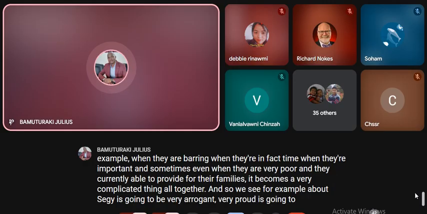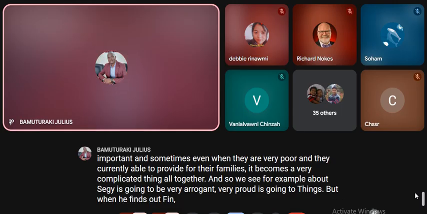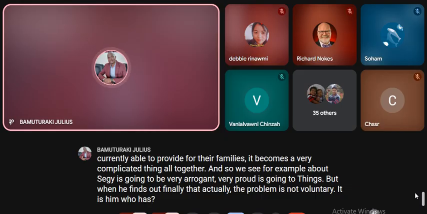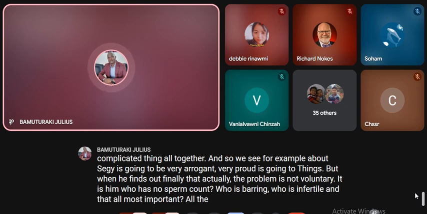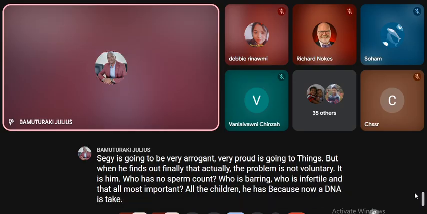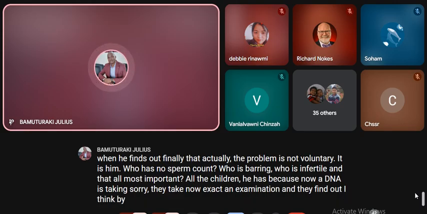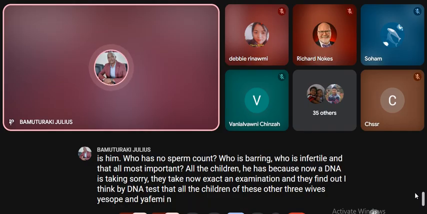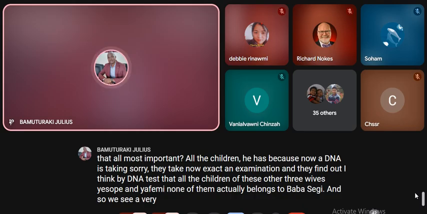He is going to say things, but when he finally finds out that the problem is not Bolanle, it is him who has no sperm count, who is barren, who is infertile, and most importantly, all the children he has, because now a DNA test is taken, and they find out that none of the children of the other three wives, Iya Segi, Iya Tope, and Iya Femi, actually belongs to Baba Segi. And so we see a very emasculated man, a man no more.